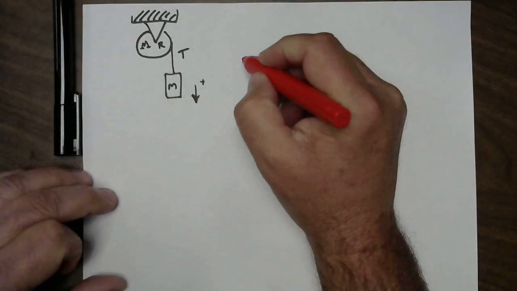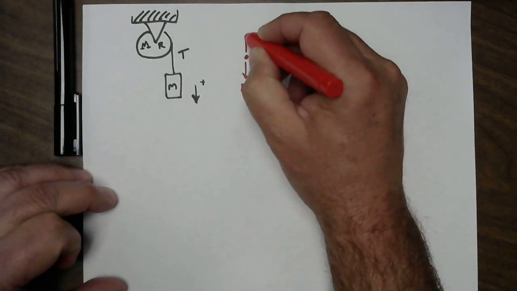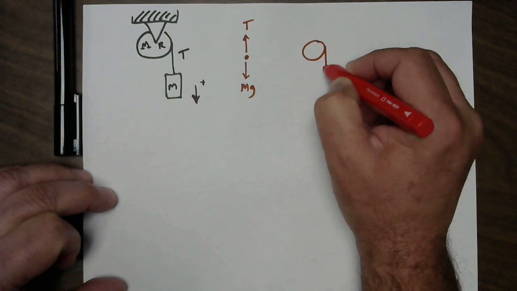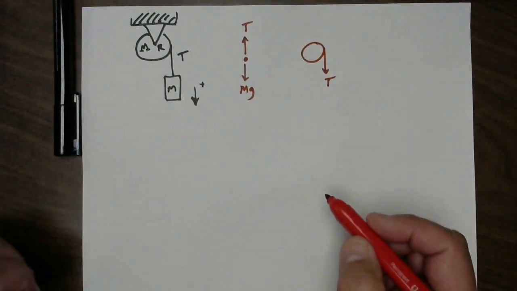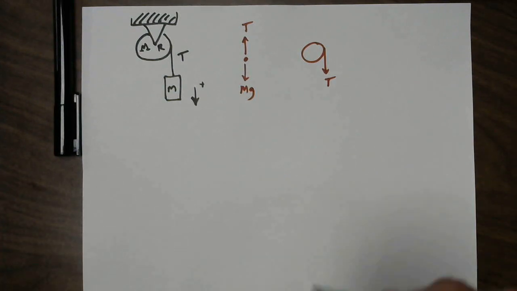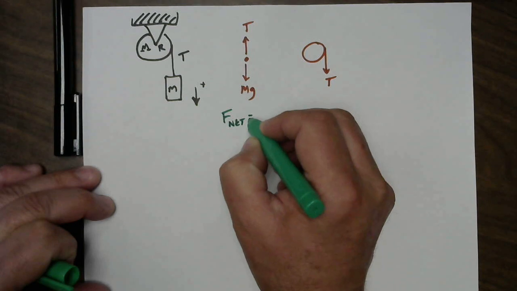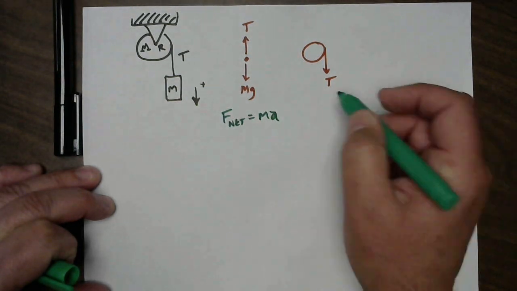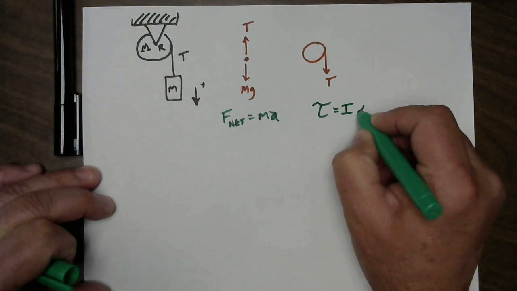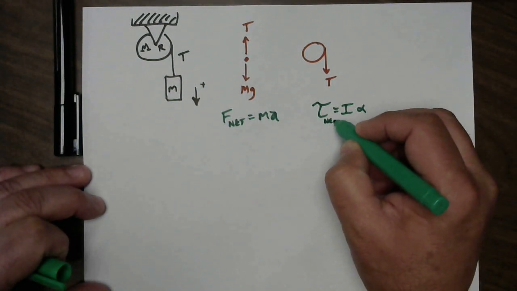Once again, we're going to have a free body diagram for the hanging weight, and we're going to have an extended body diagram for the pulley. Now, on the free body diagram, we know that F net equals m times a, and on the extended body diagram, we know that the sum of all the torques equals I times alpha. This is a net right here.